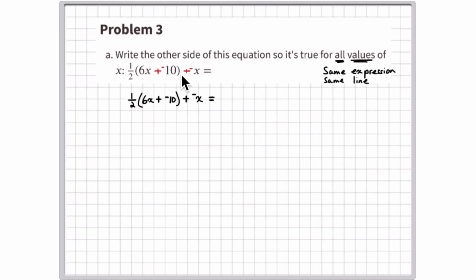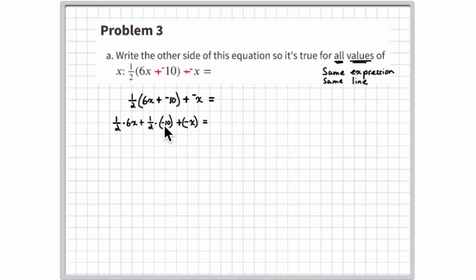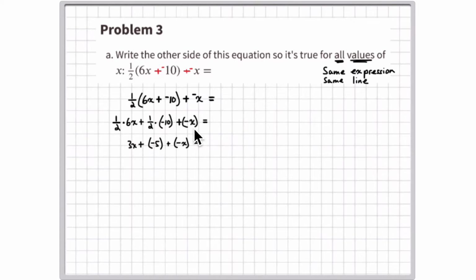So if I simplify this expression, I'm going to rewrite this as adding the additive inverse. The additive inverse of a positive 10 is negative 10, and the additive inverse of a positive x is negative x. So I'm just rewriting the same thing. Now I'm going to use the distributive property: 1/2 of 6x plus 1/2 of negative 10. So you have to multiply 1/2 times this negative 10 here, and then to that, you're going to add negative x.